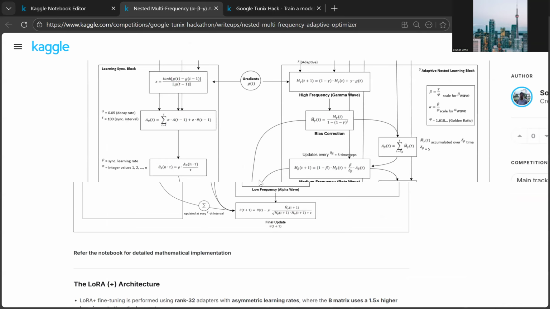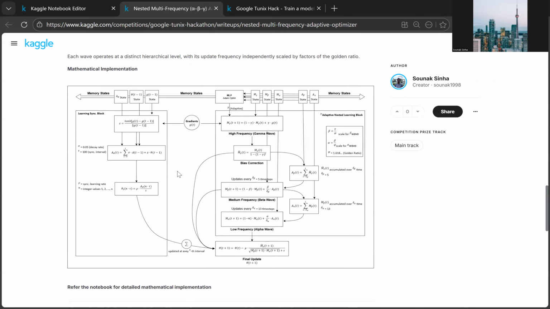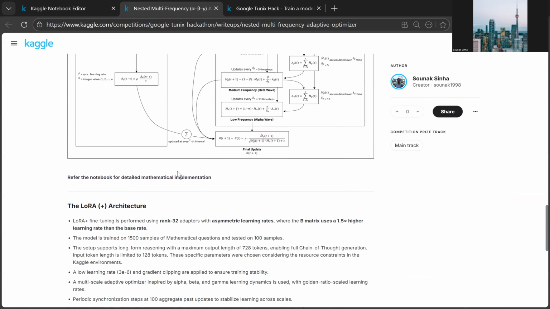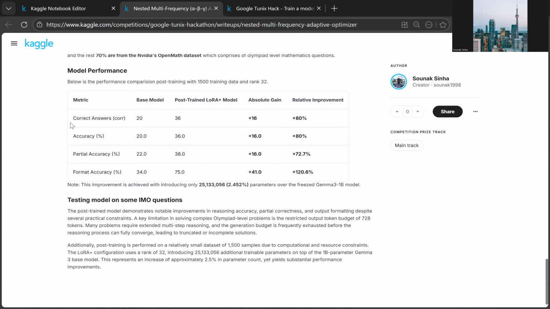It has done a comparatively good job on math olympiad questions, which are very difficult. Here you can see the output results. The correct answer increased by a relative 80%. It was earlier 20% with the base model, which is 36 now, and the accuracy also improved by 8%. Format accuracy improved by 120%.